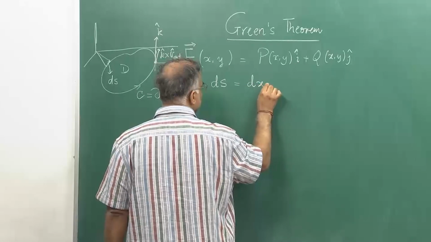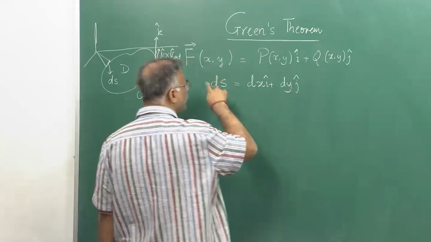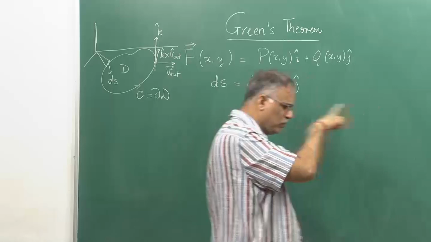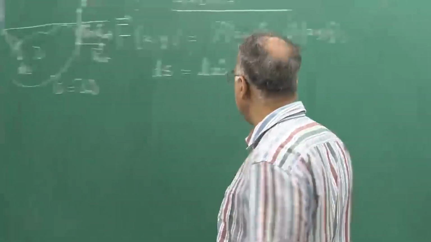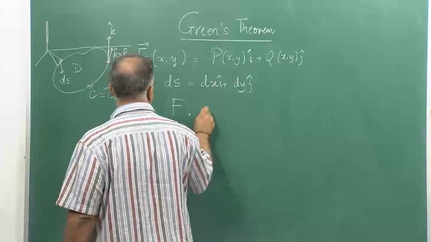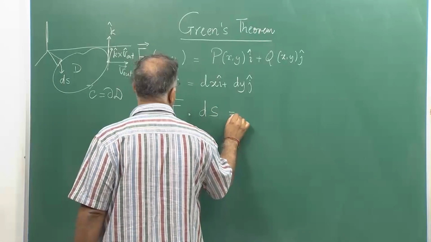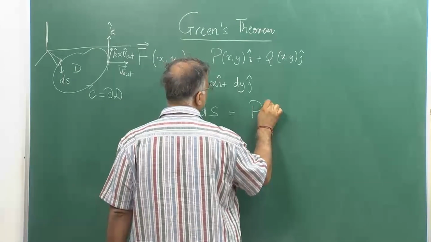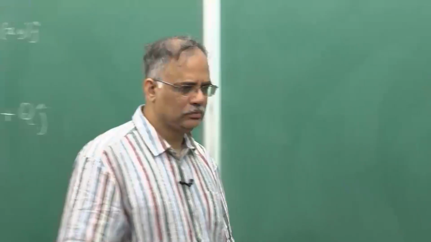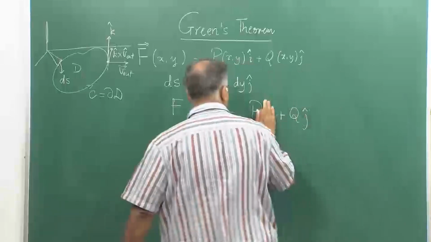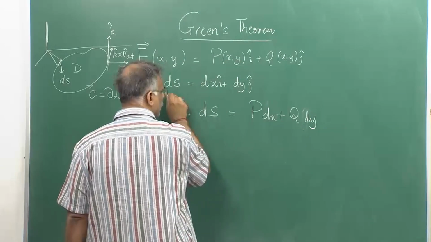So we can write this as dx i vector plus dy j vector, and that is exactly the way you compute ds. ds squared is dx squared plus dy squared, and ds is the square root of that, you know this already. So if I do f dot ds, this is nothing but p of i vector and q of j vector. Sorry, not p, I am making a mistake: p dx plus q dy. So this will give me a scalar. So this is what it is.